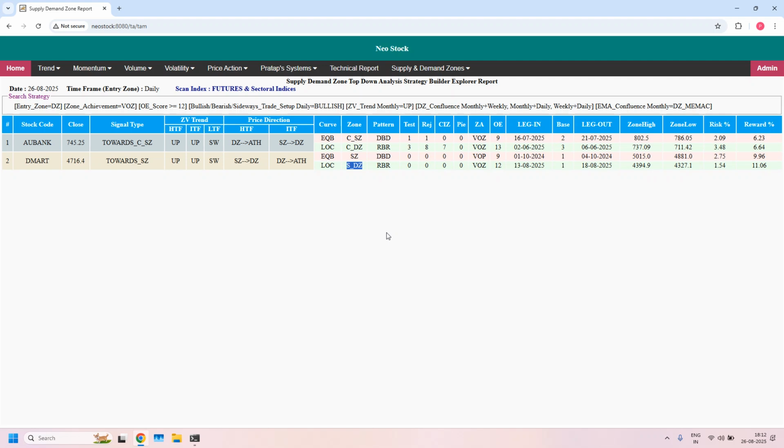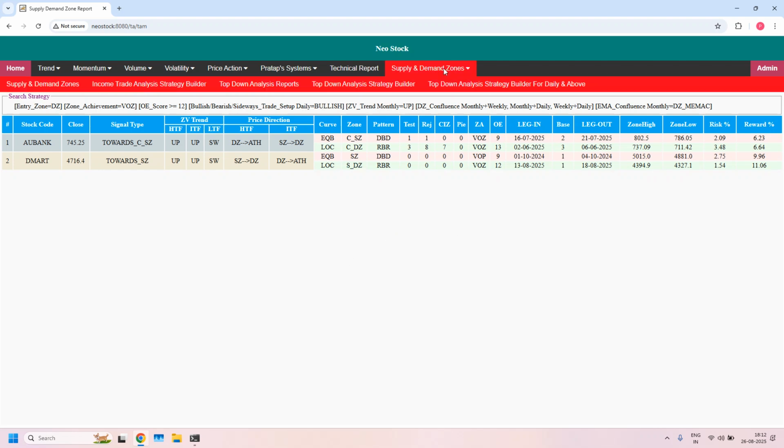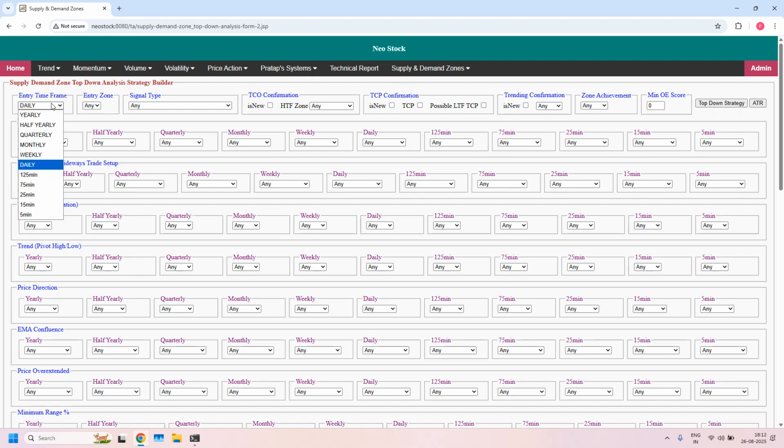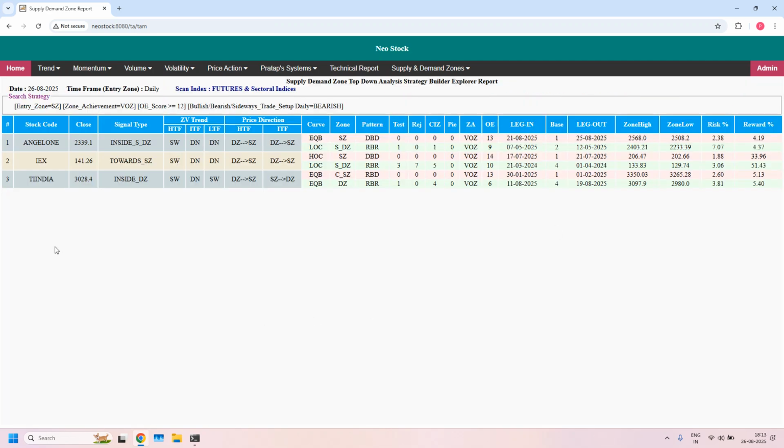Okay, this is about a bullish trade setup for monthly income trade. Next, bearish trade setup for monthly income trade. Entry time frame daily, entry zone supply zone, bullish or bearish. At daily, I am selecting bearish. Zone achievement VOZ, minimum order enhances score 12. Let's filter. We got 3 stocks supporting bearish trade setup for monthly income trade. And entry time frame zones are daily supply zones.